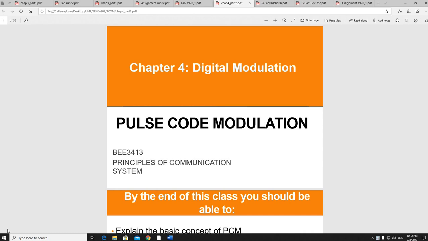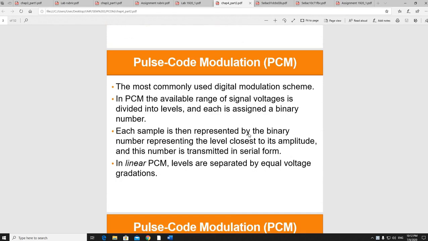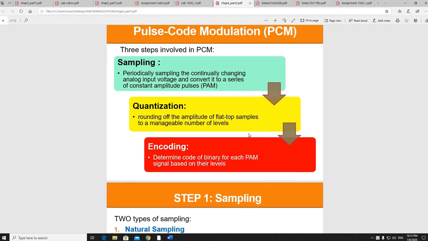Today I want to talk about my assignment task, which is pulse code modulation. What is pulse code modulation? Pulse code modulation is a series of pulses in which the amplitude of the information signal at a given time is coded as a binary number. Pulse code modulation involves three processes: sampling, quantizing, and encoding.